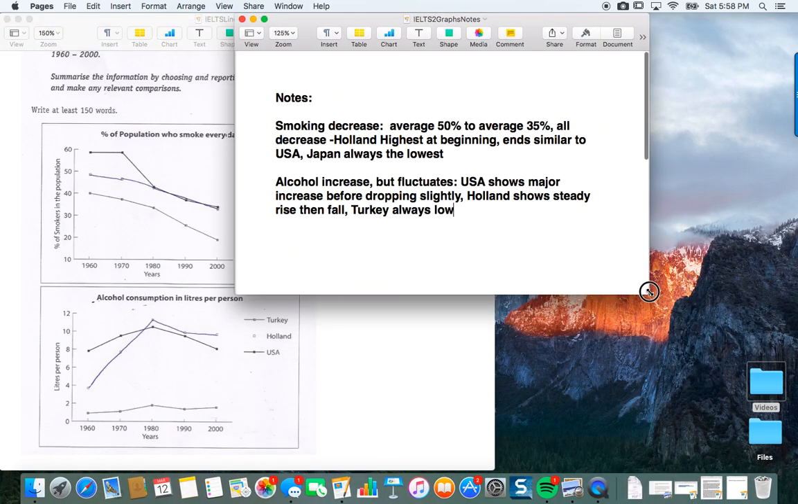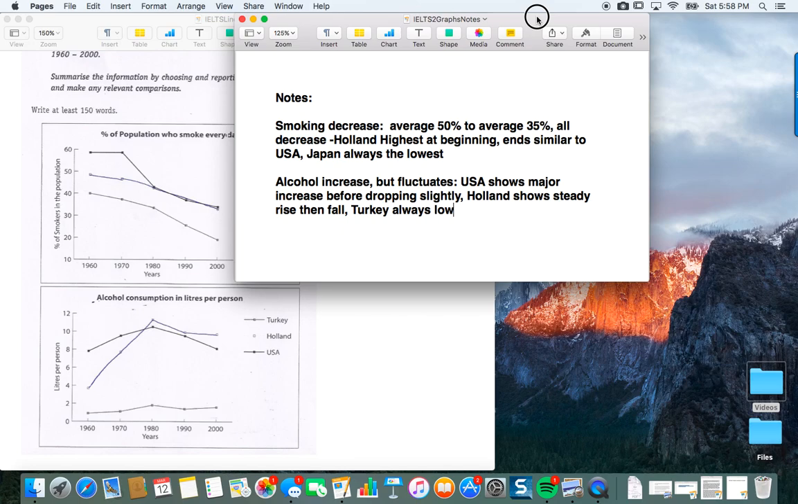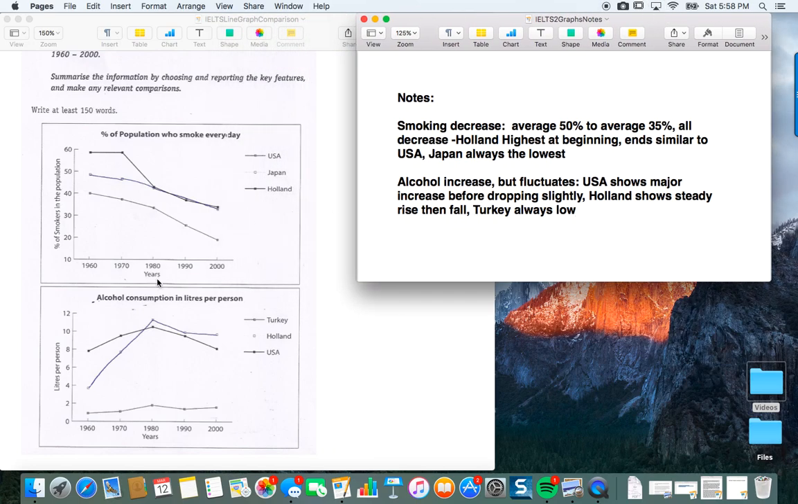Now, hopefully, if you've seen my other video on line graphs, you will know the first thing you should always look at is the start point and the finish point. So if you look here, you can see 1960, you've got a high percentage, and then here in 2000, it lowers quite noticeably. So that's the first thing, smoking decreases, all right? It starts at about 50% between these three, and an average of about 35% between these ones. That may be 33, doesn't really matter. So that's the first thing.